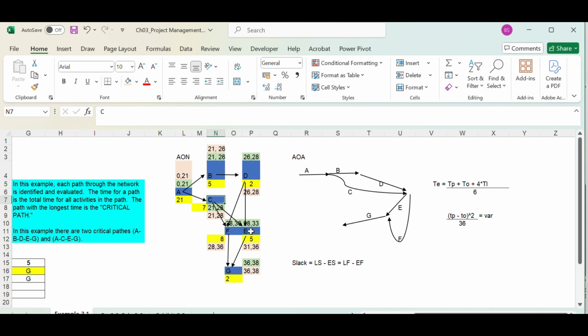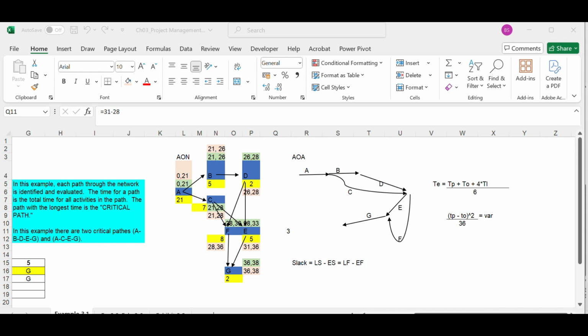Now, talking about activity F and E, the slack of activity F is 0, but activity E has a slack of 3 minutes because it is 31 minus 28. Right. Activity E has a slack of 3 minutes. Activity G has a slack of 0, which means the path that includes activity E is not in the critical path, because the critical path cannot tolerate a slack.